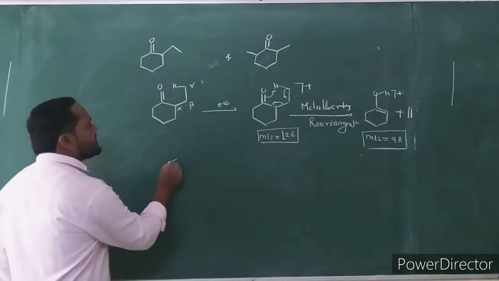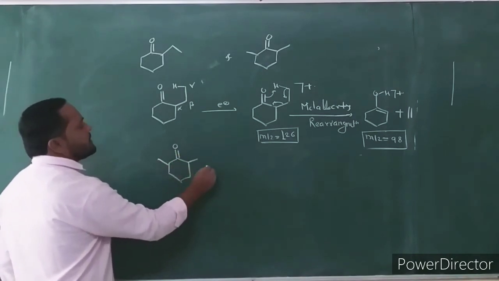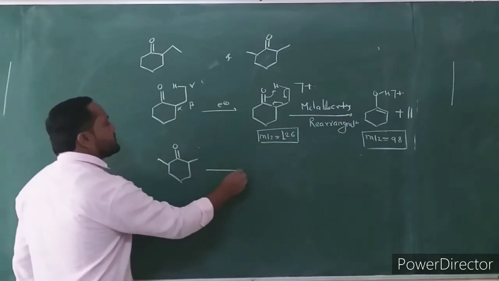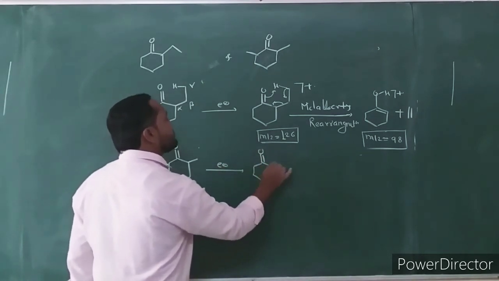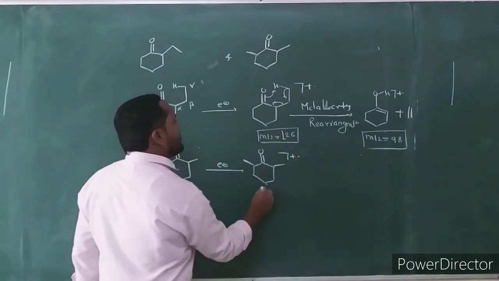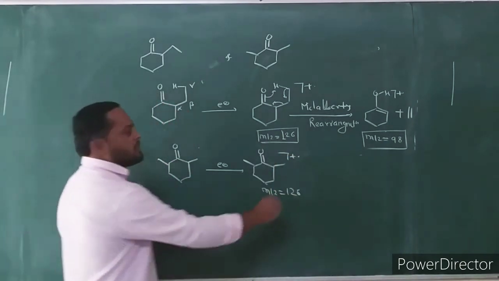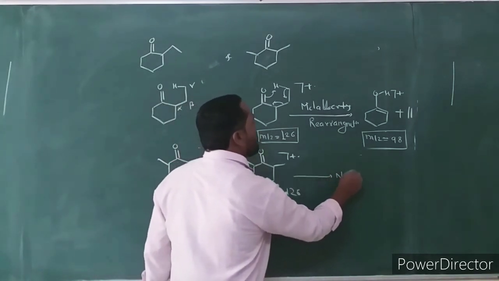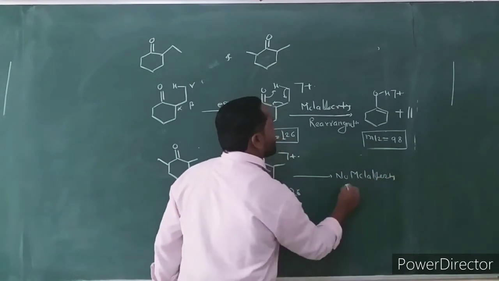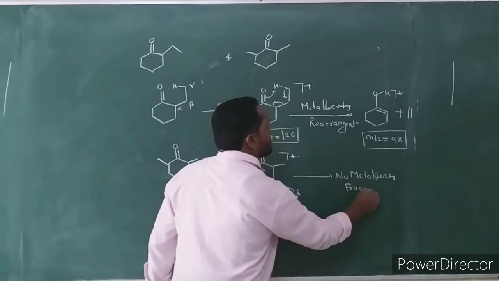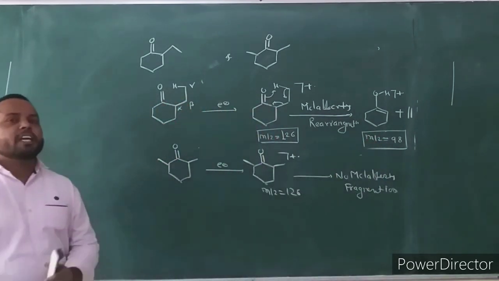On the other hand, in the mass spectrum of the second compound, it undergoes electron ionization and the molecular ion is formed. It has a molecular ion also at the same mass to charge ratio 126, but it does not undergo McLafferty fragmentation. There is no McLafferty fragment ion at mass to charge ratio 98.